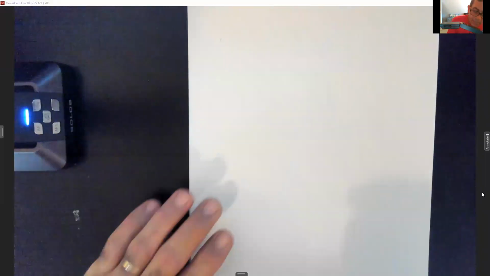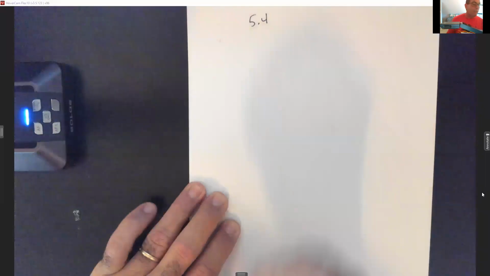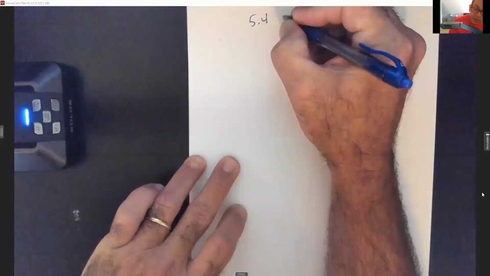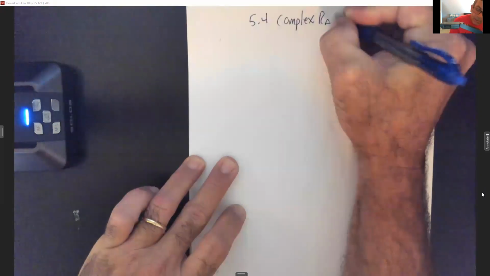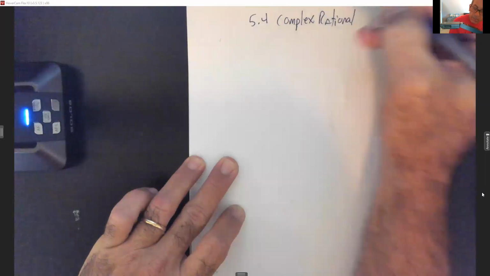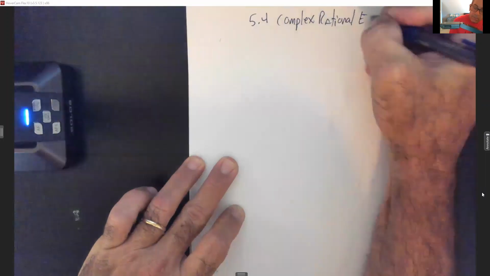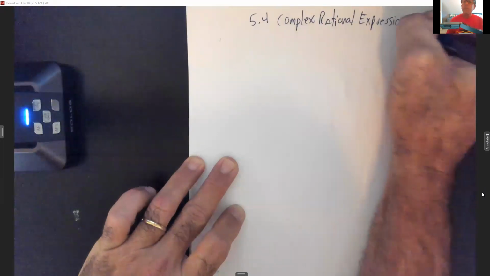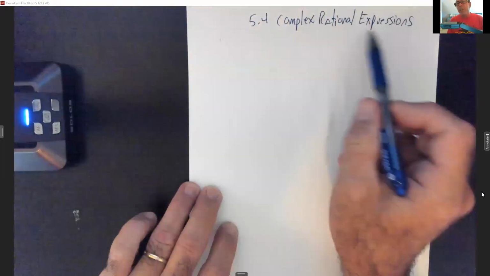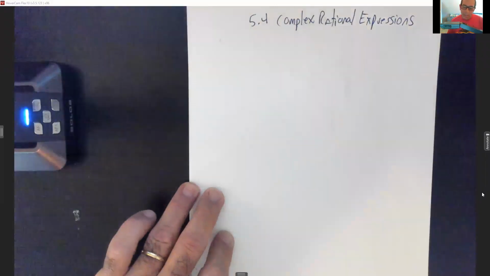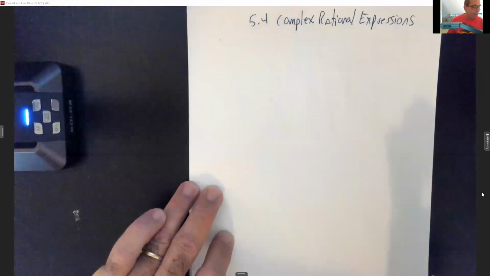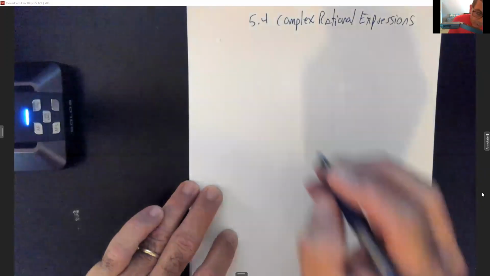All right, so today we're going to be playing in section 5.4, and it deals with what we call complex rational expressions. And rational expressions just means they're fractional looking, okay? So there's a big formula we're wanting to play with today, and it's called the difference quotient.